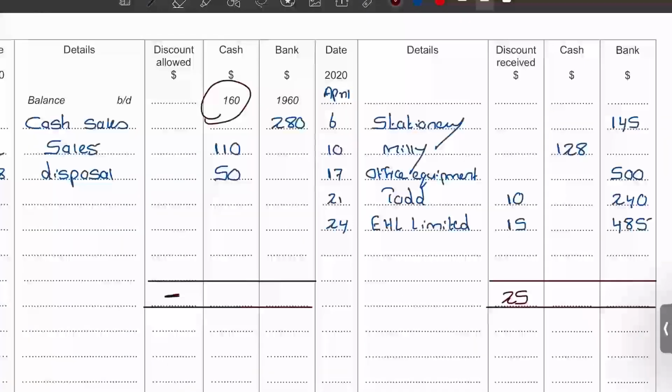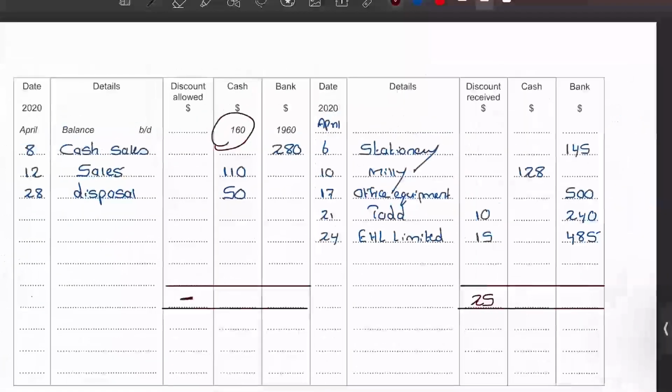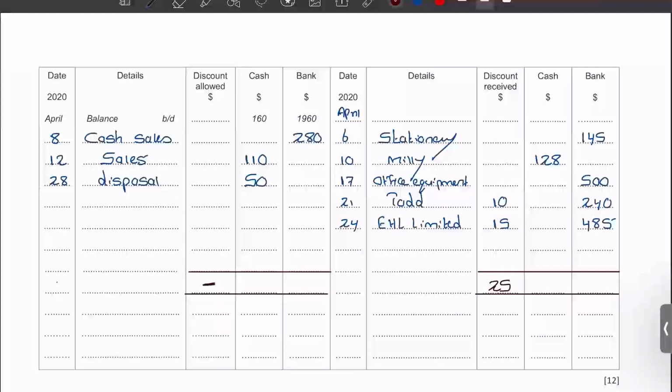Should I take this 160 into account or ignore the 160 when I am getting the total? You have to take it. Balance brought down is given as 160, already written and given by the examiner. You have to take that.